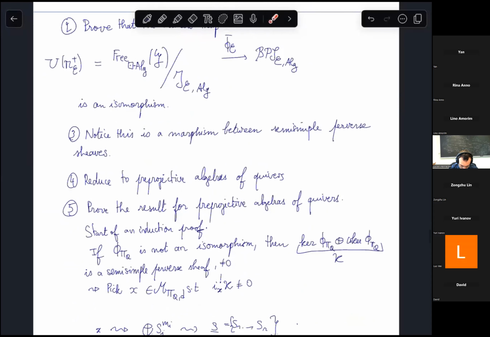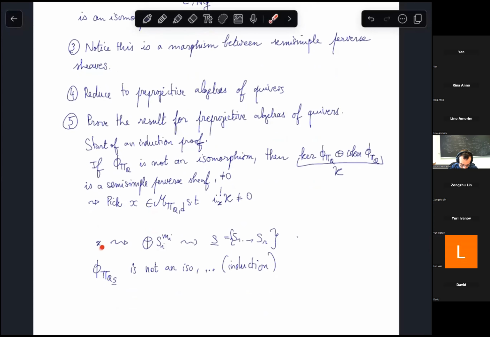So let's say if phi pi Q is not an isomorphism, then the kernel or the cokernel of phi pi Q doesn't vanish. So it's a semi-simple perverse sheaf, and it's non-zero. So you may pick a point in some connected component of the good moduli space for which the restriction of this kernel plus cokernel is not 0. You can just take a point in the support; a semi-simple perverse sheaf is given by local systems, so you can find such a point.